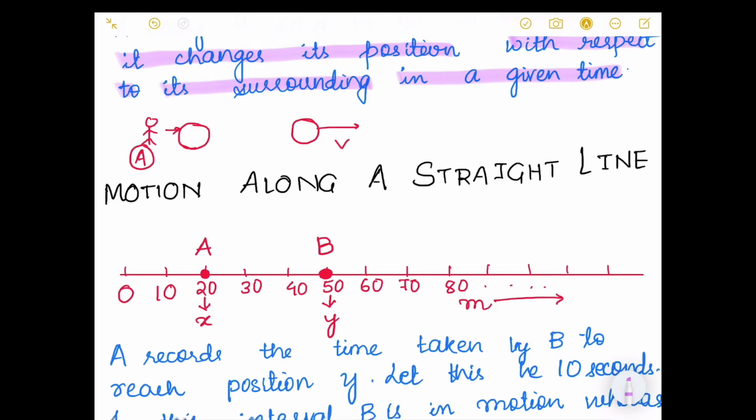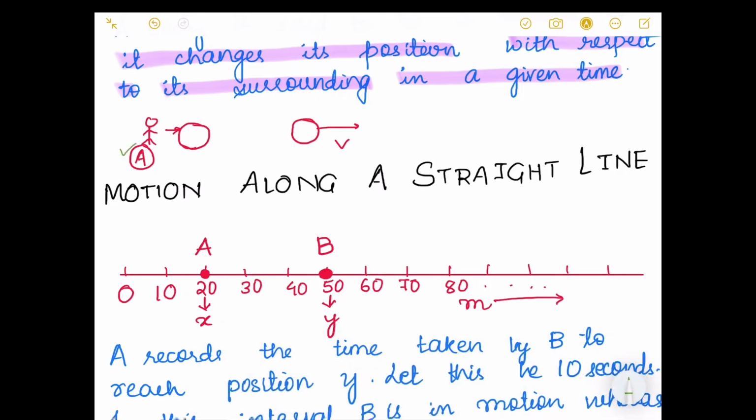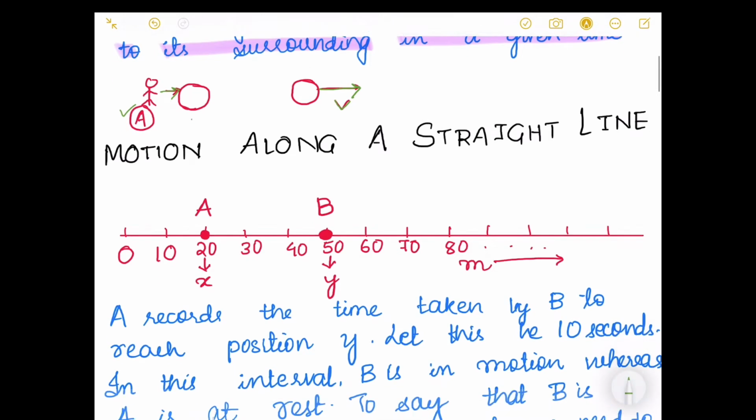Suppose there is a ball and this ball is kicked by a person A. As shown, this person A, he kicks a ball. This implies that he is applying some force, due to which this ball starts moving. Now we say that the ball is in motion. Previously it was at rest, now it is in motion.